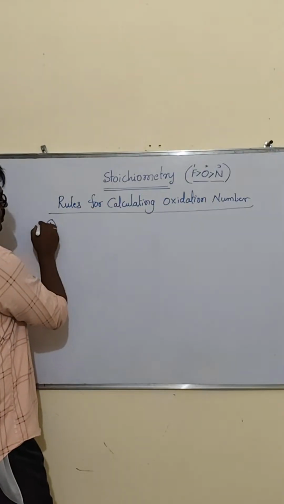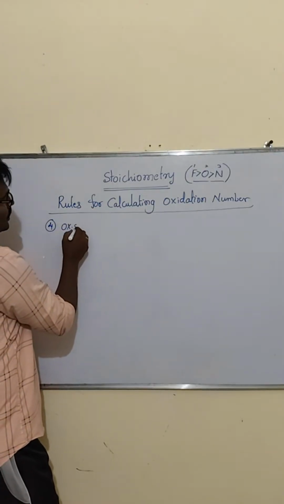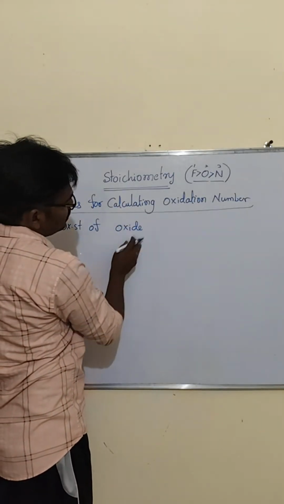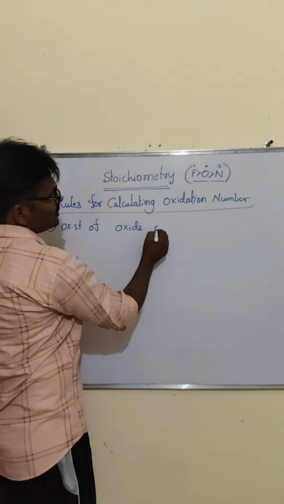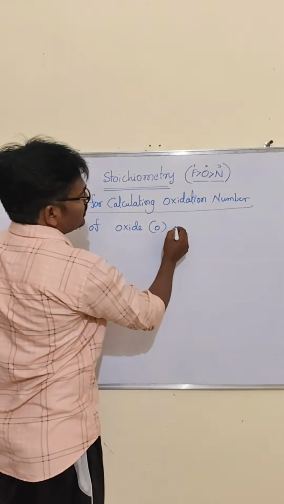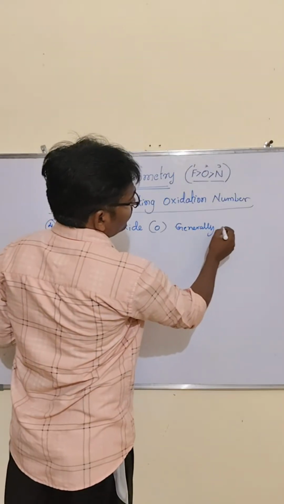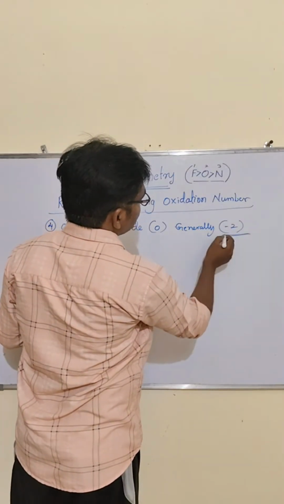Fourth rule, oxidation state of oxide. That is oxygen, the oxidation state of oxygen. Generally that is -2 oxidation state.